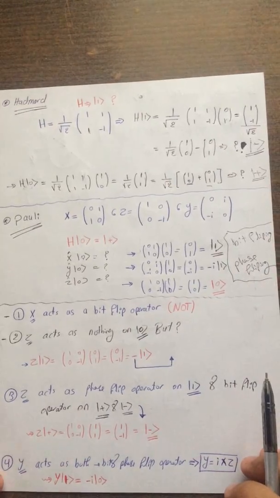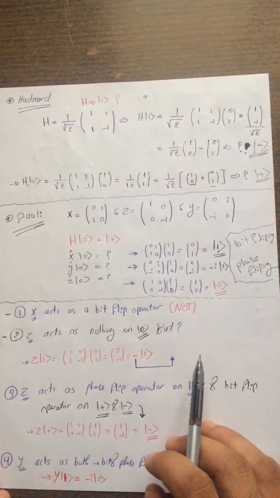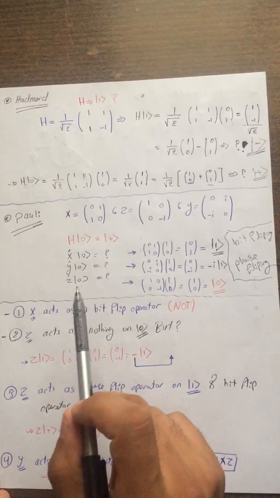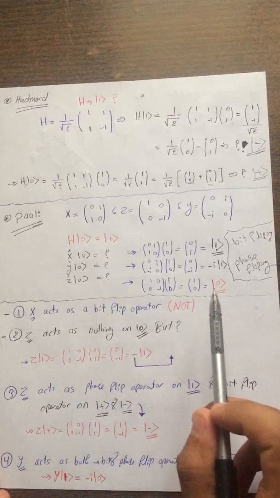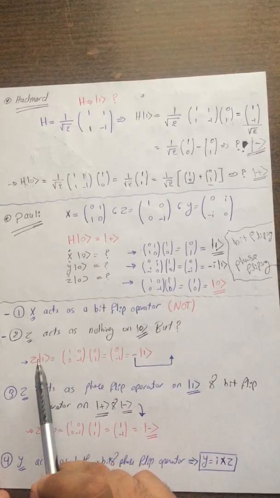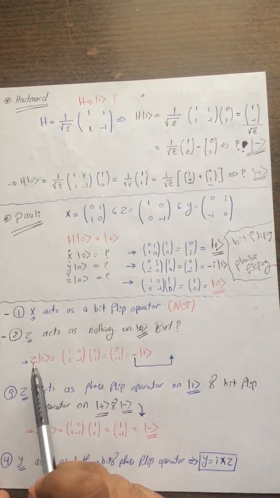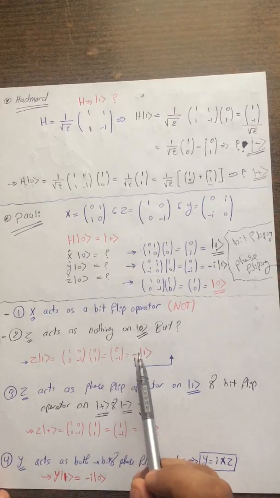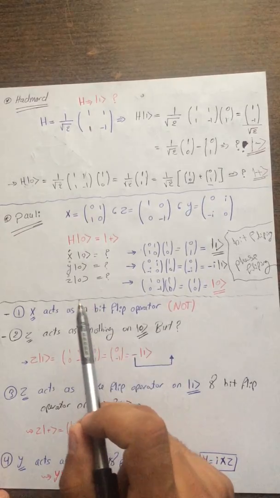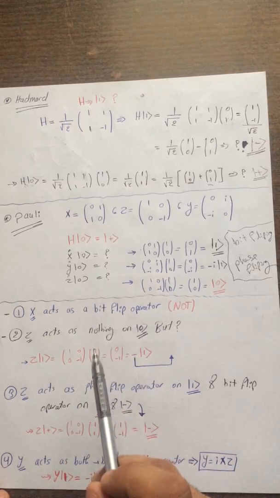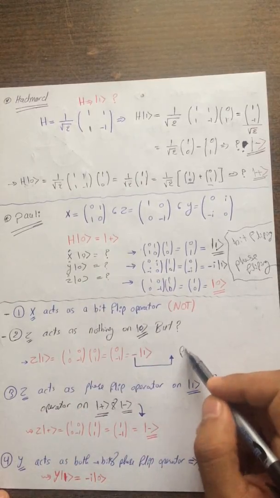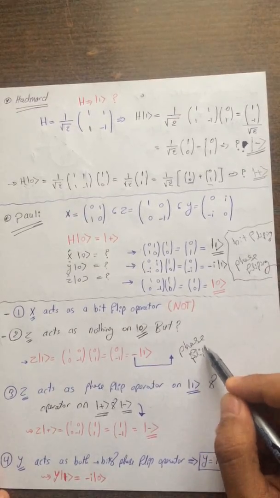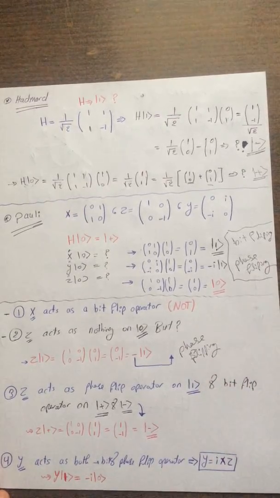So what about z? The z operation over the vector 0 gives me 0. But if I apply z over 1, I get 1 in addition to a minus sign. This minus sign did not appear for the 0, but appeared for 1. So this is what I call the phase flipping.